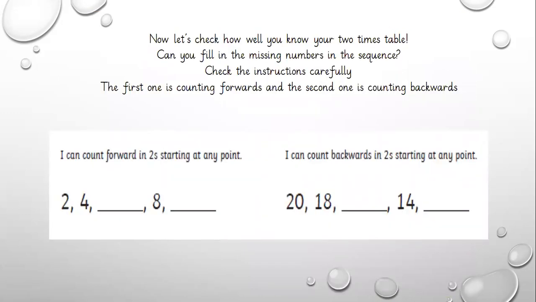Now let's check how well you know your 2 times table after we've been practicing it. Can you fill in the missing numbers in the sequence? Check the instructions carefully. The first one is counting forwards and the second one is counting backwards. I've got 2, 4, missing number, 8 and a missing number. On this side I've got 20, 18, missing number, 14, missing number. Have a go and think about which numbers are missing and then we will check it together.